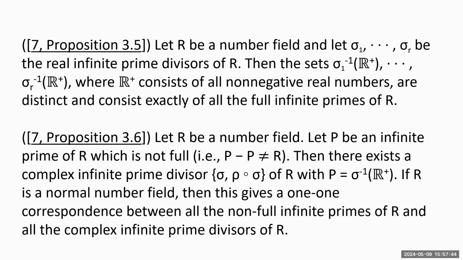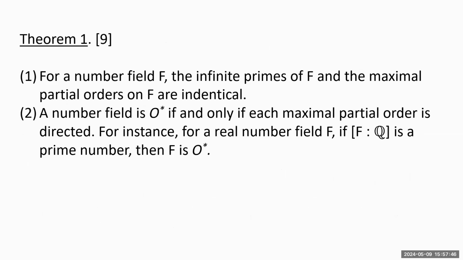Now we realize we can prove the following. For a number field, infinite primes are exactly the maximal partial orders; they are the same. The proof is pretty straightforward. We know a maximal partial order contains an infinite prime. Then we just need to show this infinite prime is a partial order. That's all we need to do. Then they must be equal.